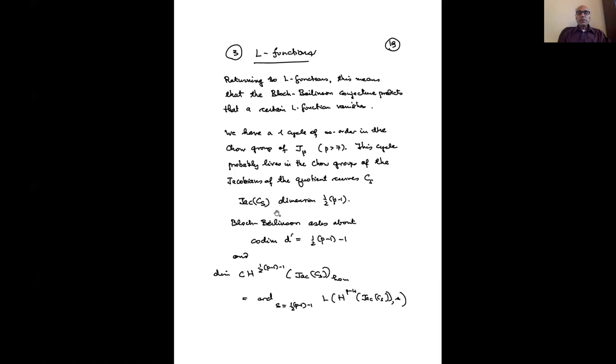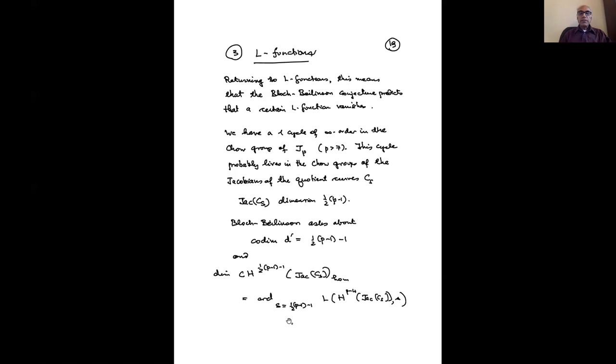Now the Jacobian of this thing has dimension (p-1)/2, as I said, and Bloch-Beilinson will ask about the codimension, because we constructed one cycle, so it has codimension this. So it would say that the Chow group of codimension (p-1)/2 - 1 of the Jacobian of C_S, the dimension of that space, should be the order of zero of the L-function, the H^{p-4} L-function of the Jacobian at this point.